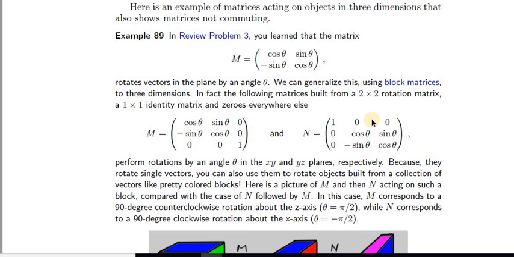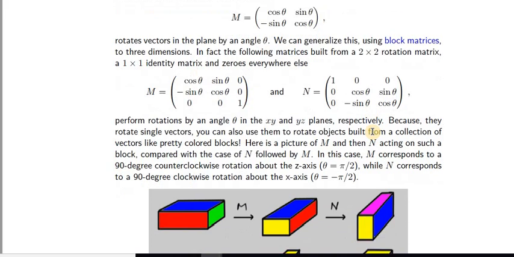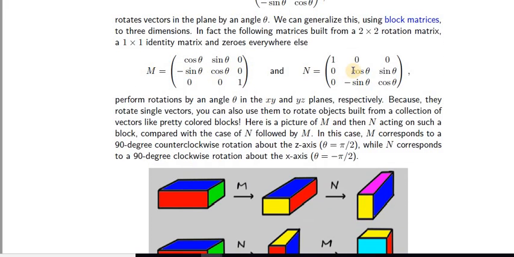Similarly, here we have a counterclockwise rotation about the x-axis. And here we have the y and z. So this would be a rotation in the yz plane. Okay. So these really are three-dimensional rotations. Now, if you rotate by this one first and then this one, is that the same thing as rotating by this one first and then this one? And the answer is no.